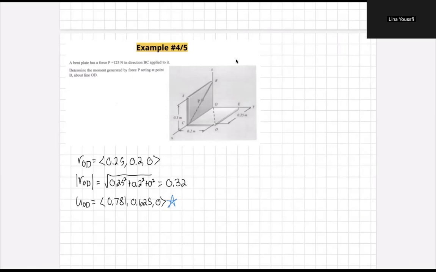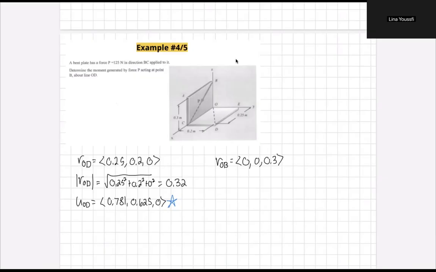Next, we are going to find that line OB. This one's pretty simple. That's why we chose it, because it's 0 in the X and the Y. So we only have that Z component, and it's going to be 0.3. And this is going to make our cross product later on much easier.